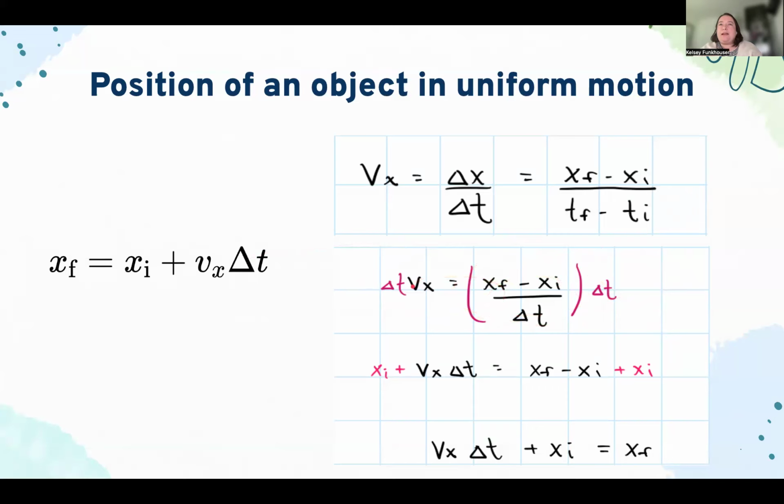We actually want to write it as, so look at the black first before looking at the pink. The velocity equals the final position minus the initial position divided by the time interval. And then if we multiply the time interval on both sides, we get this here where it's the velocity times the time interval. And then finally, we can add the initial position to both sides. And that's how we end up with this equation here, where the final position equals the initial position plus the velocity times the time interval. And again, this all comes from our definition of velocity. So this equation only works when there's no acceleration.